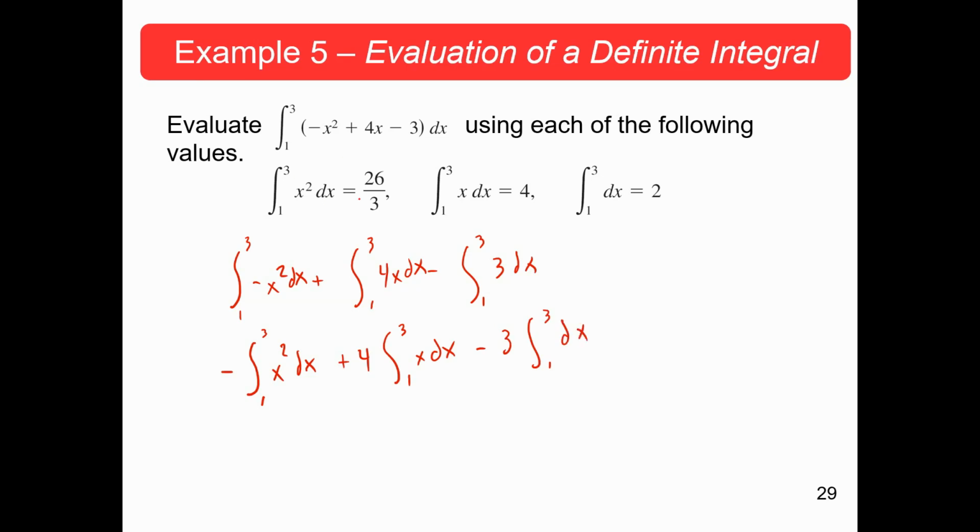So, the integral from 1 to 3 of x squared is 26 thirds, so this is negative 26 thirds, plus 4 times the integral of x, which is 4, minus 3 times the integral of dx, which is 2. So we get negative 26 thirds plus 16 minus 6. We get our calculator out. We get negative 26 thirds plus 16 minus 6 equals 4 thirds.